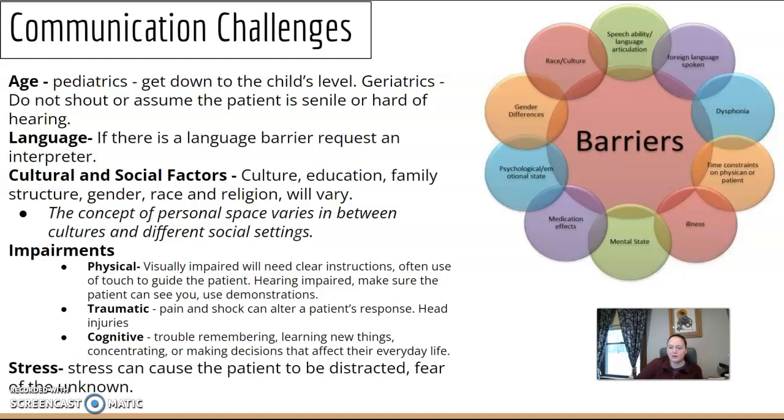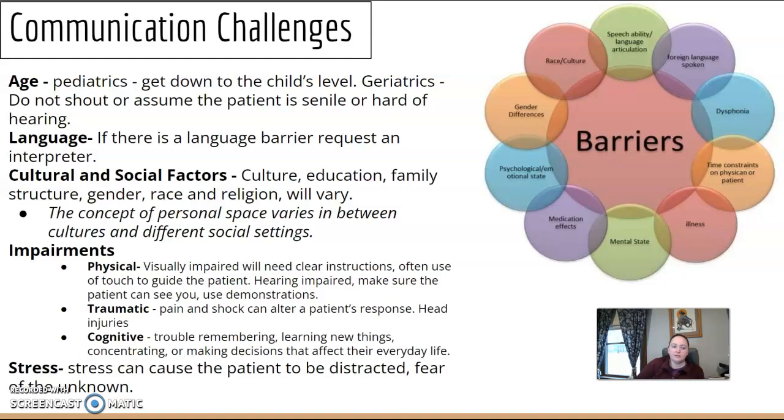Different types of impairments may cause difficulty with communication. Physical impairments: they could be visually impaired. They'll need clear instructions or guidance to your equipment, to the wall stand, to the table bucky. Hearing impaired patients, make sure they can see you and use demonstrations. Some may lip read and some may not, so just be aware. Traumatic impairment: if you have a trauma patient, pain and shock can alter their response, especially those patients with head injuries. Be aware that they might not be able to control what they're doing.